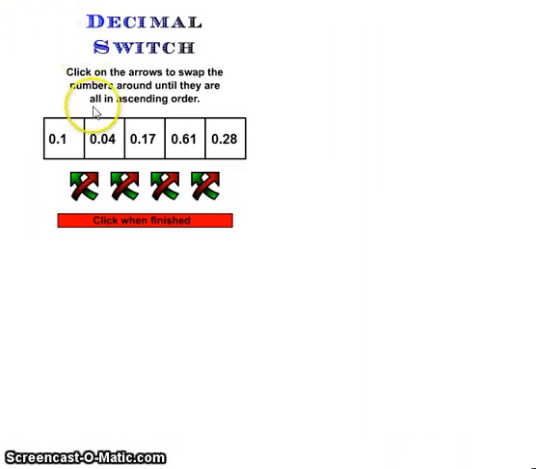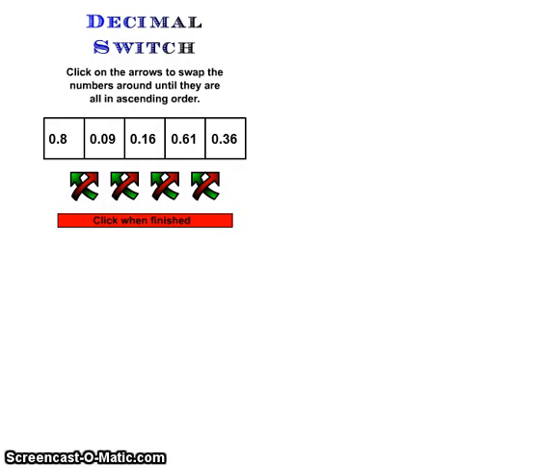So then you would go here, and you would want to move the 6 up to the first spot, and then you would want to move the 2 to the second spot, 0.12 the third, and that is correct.